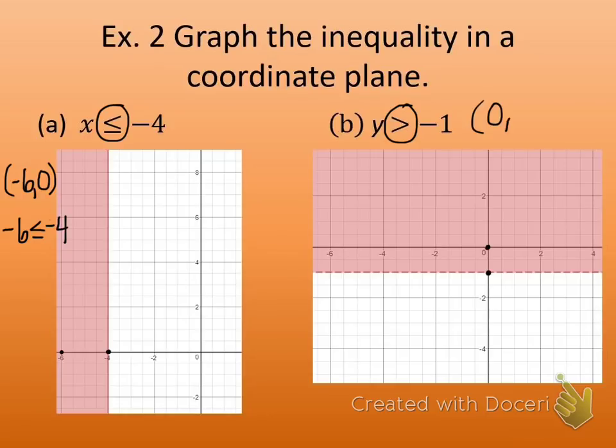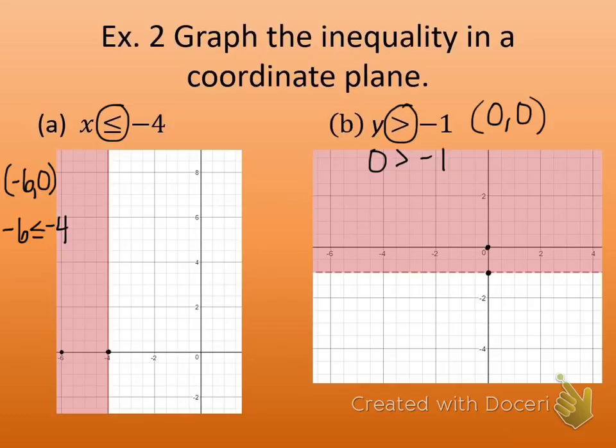If I'm going to test (0, 0), in place of y, I'm going to plug a 0. Is 0 greater than -1? Absolutely. And that's why they shaded on top of (0, 0). They shaded on top of (0, 0) because it is a solution. It does make the inequality true, and so would any other point that you choose from the shaded region.